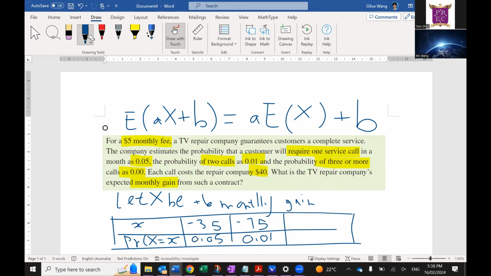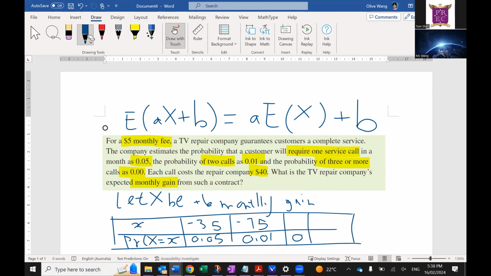Because it could be 3 calls or 5 calls or something, but I cannot find the value here. I could receive 10 calls. Oh wait, 3 or more is a 0. That means it's fine then. This one is 0, so I don't even think about this one at all. Okay, 3 or more is fine. I don't need to work out this one. I cannot work out this one either.